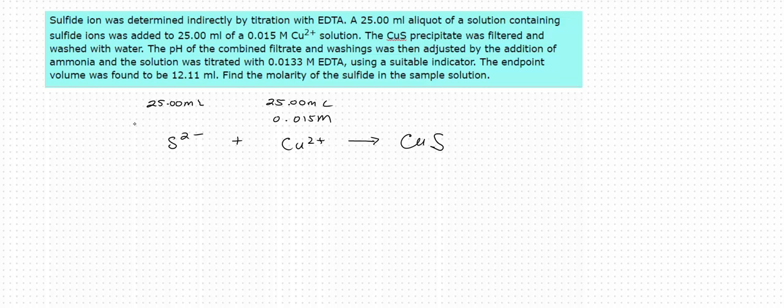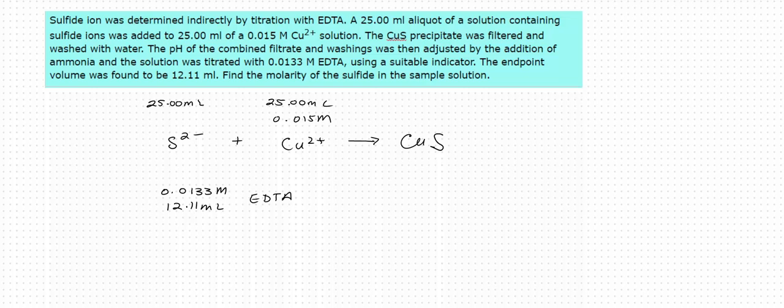Now, the pH of the combined filtrate and washings was then adjusted by the addition of ammonia, and the solution was titrated with 0.0133 molar EDTA using a suitable indicator. So the endpoint volume was found to be 12.11 milliliters, and this is EDTA.